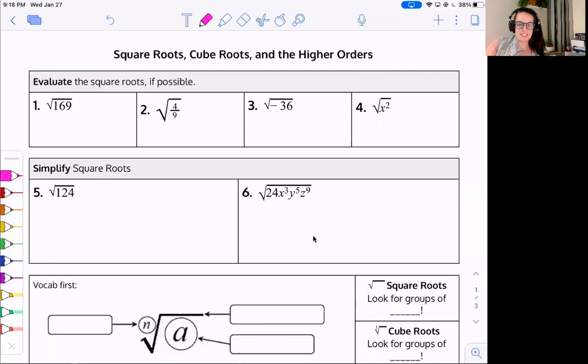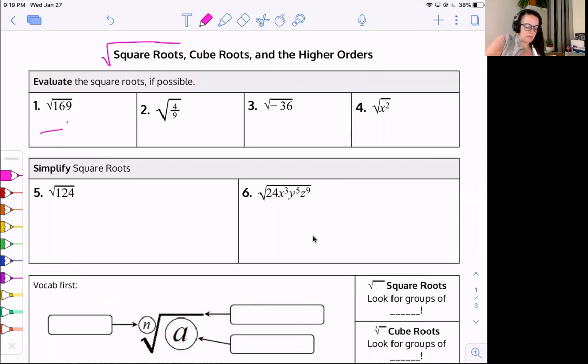Hi everyone. Today we are going to talk about square roots, cube roots, and higher orders. So we're going to review square roots. You probably remember square roots look like this. They use the radical sign. And we have the square root of 169.